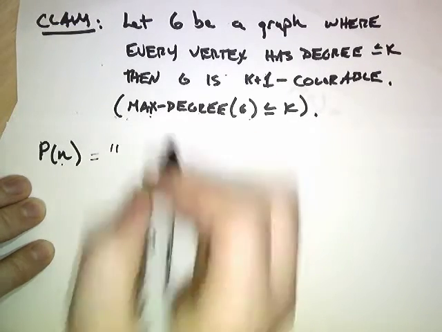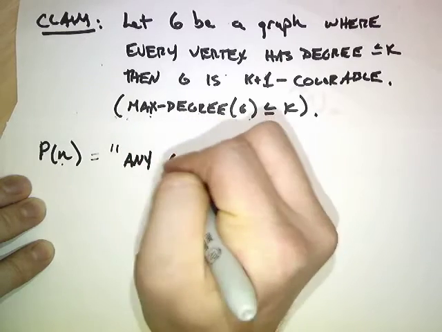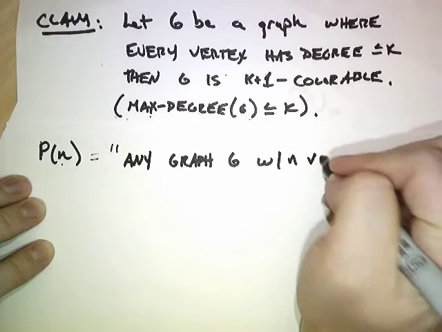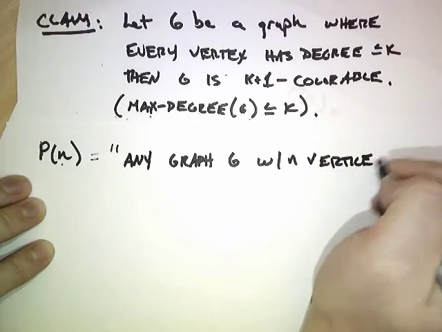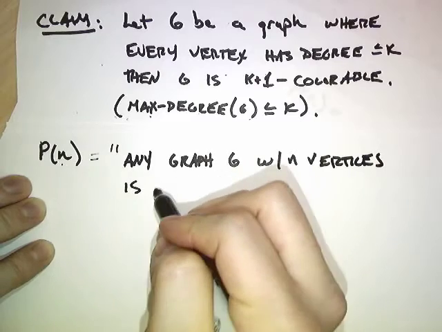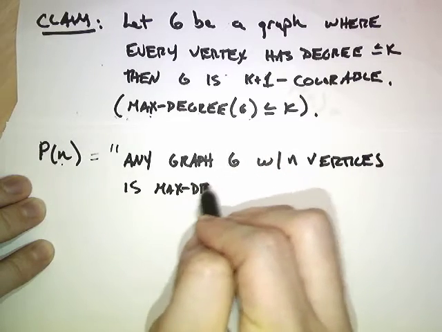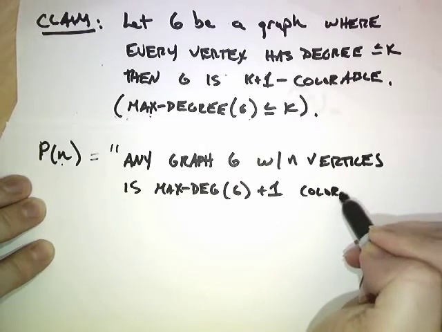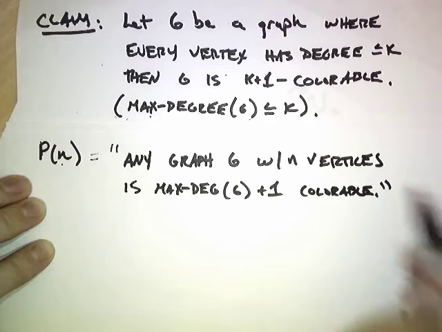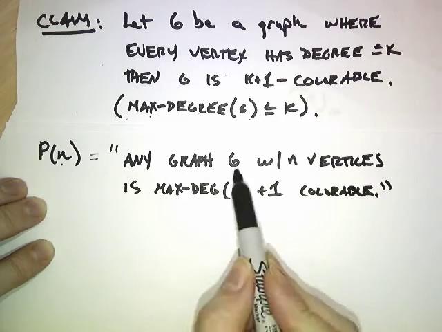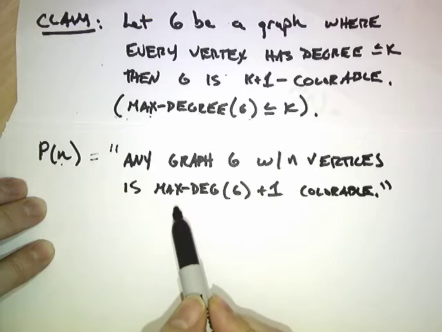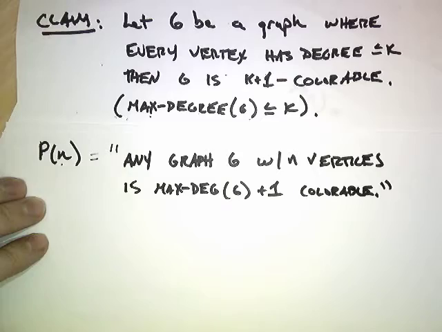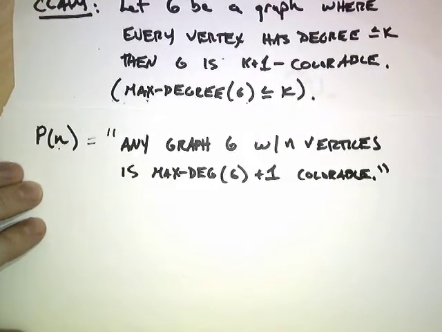So I'm going to write this as follows. Any graph G with n vertices is max degree of G plus 1 colorable. What does this say? It says that if you give me any graph with n vertices, you can always color it with max degree of G plus 1 colors. Okay? So notice it's different.